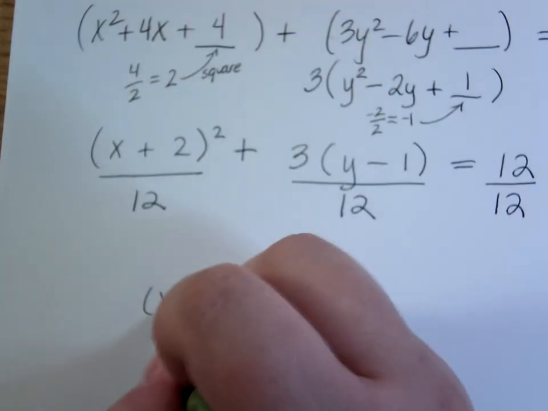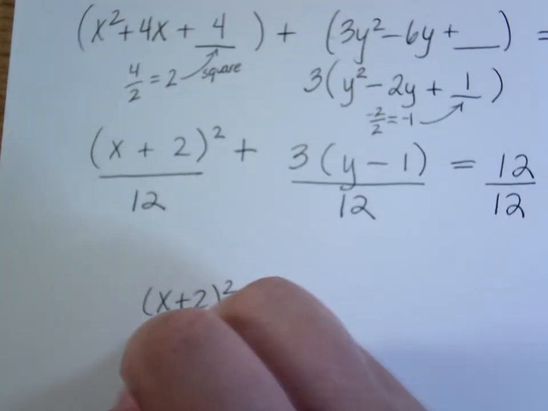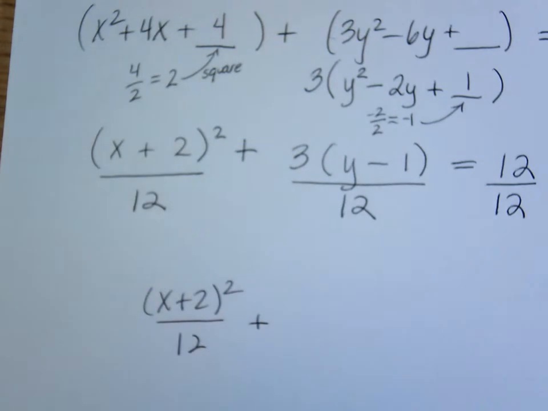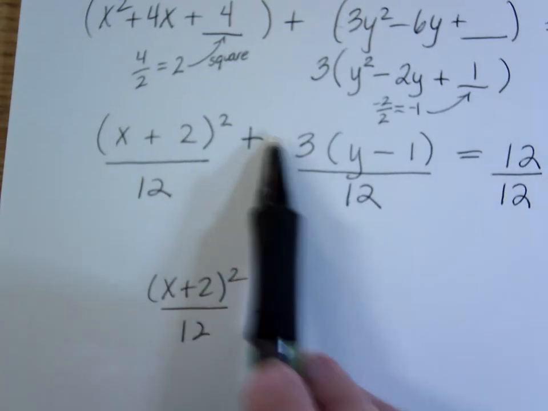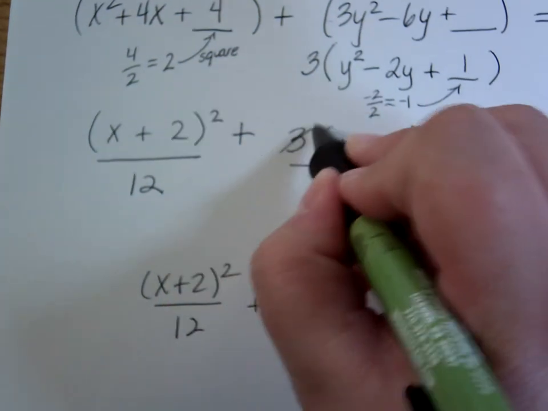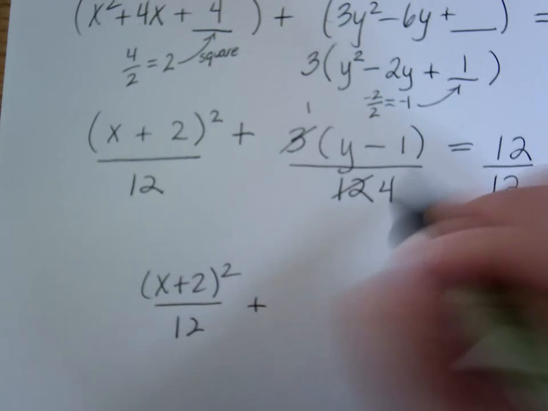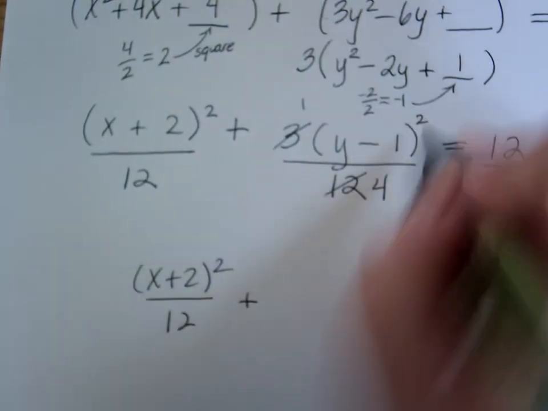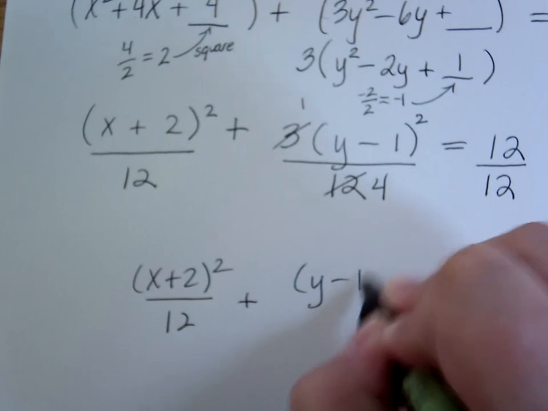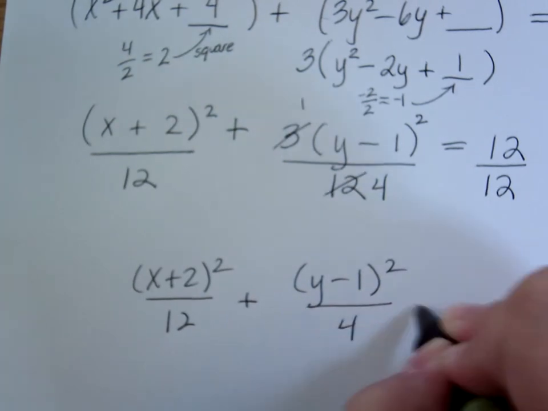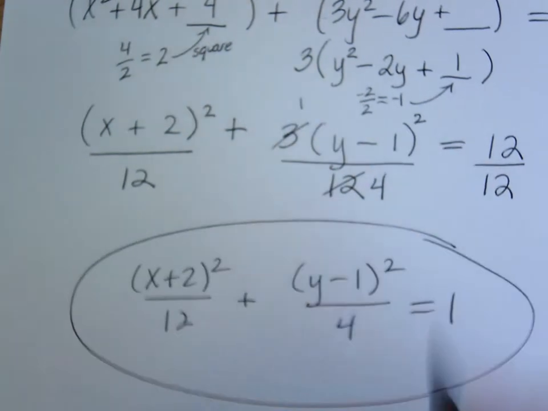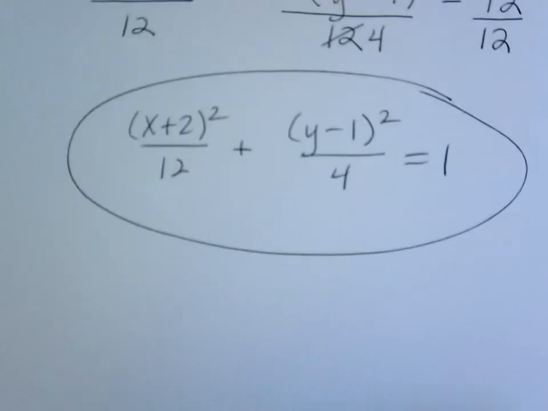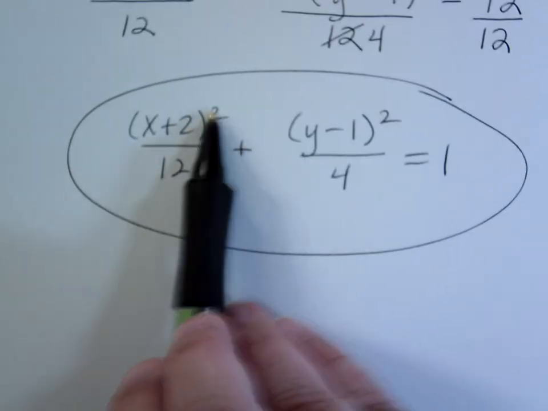And now I have x plus 2 squared over 12 plus the 3 over 12 simplifies. This will always simplify. You won't be left with a number out in front. Sorry, I forgot to write squared there. And that's my standard form. Be very careful that you write the plus in the middle, that you write squared on each one of these.